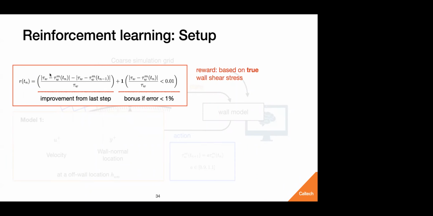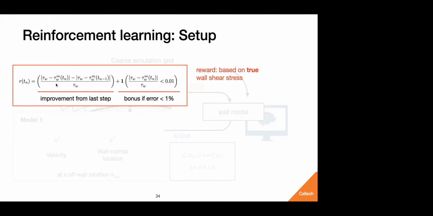So the first part here is explaining the improvement from the last step. So how much did our prediction improve compared to the last step? So tau wall is the true value, and this is taken from statistics. So we don't need full field data, we just need statistics. And this can be obtained either from experiments, from simulations, and easily obtainable through literature too. So we don't really need to run simulations.